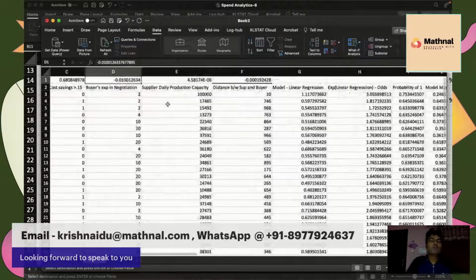So our objective is to predict what will happen if our buyer experience increases or decreases. What will happen if the supplier production capacity increases or decreases? What is going to happen if the distance between supplier and buyer increases or decreases? Right. So let's see the first case.